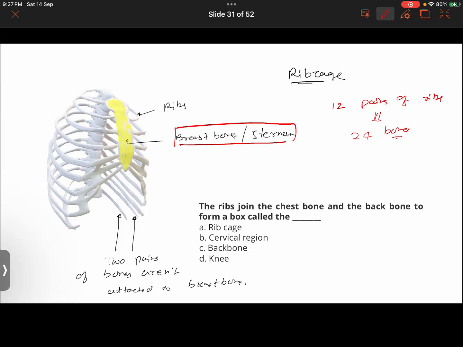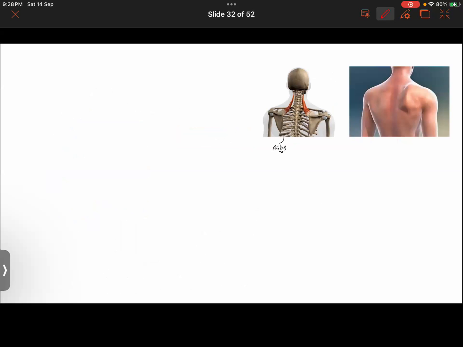Okay. So is that much clear so far? Answer this question here. The ribs join the chest bone and the backbone to form a box called the rib cage. Good.